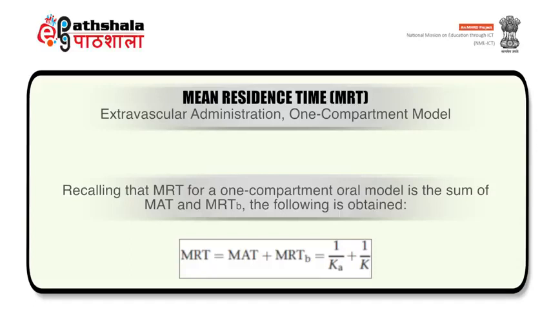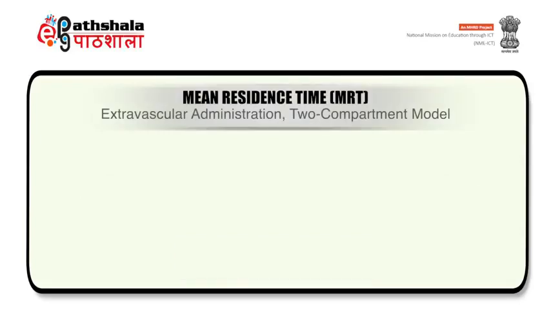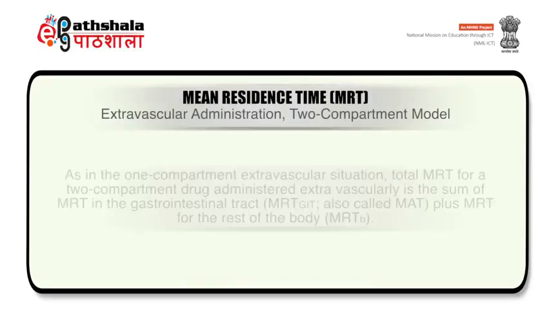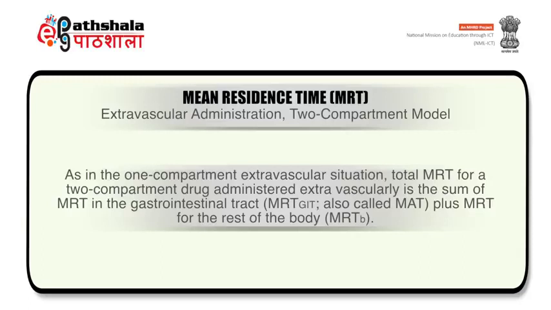This MRT represents the average time a drug molecule spends in the gastrointestinal tract or the site of administration and in the rest of the body after an oral dose. Now coming to extravascular administration, two compartment model, as in the one compartment extravascular situation, total MRT for a two compartment drug administered extravascularly is a sum of MRT in the gastrointestinal tract, that is MRT GIT, also called MAT, plus MRT for the rest of the body, that is MRT-B.